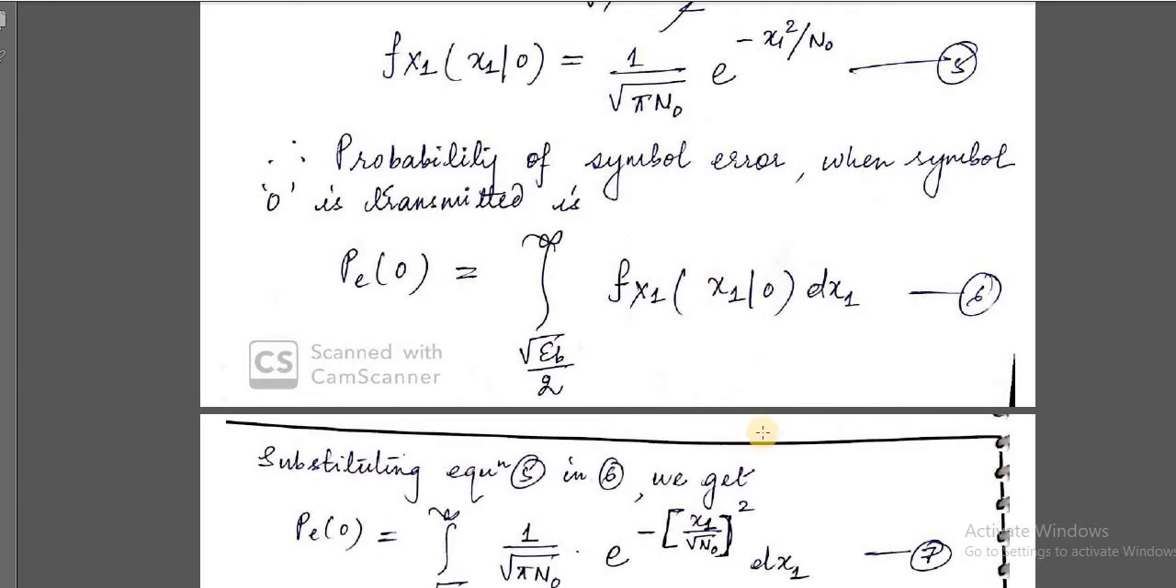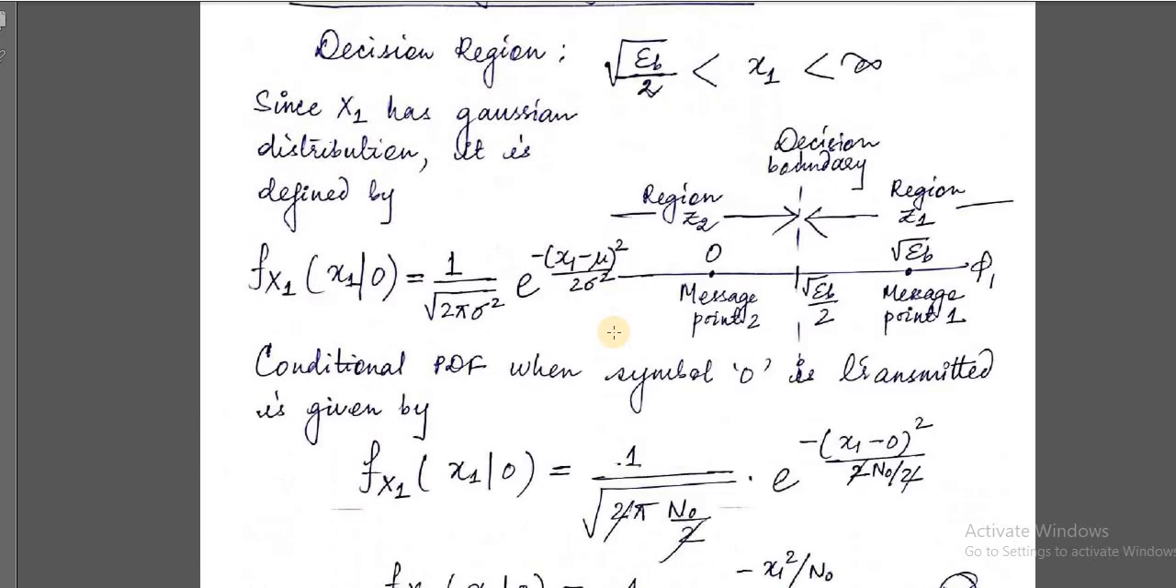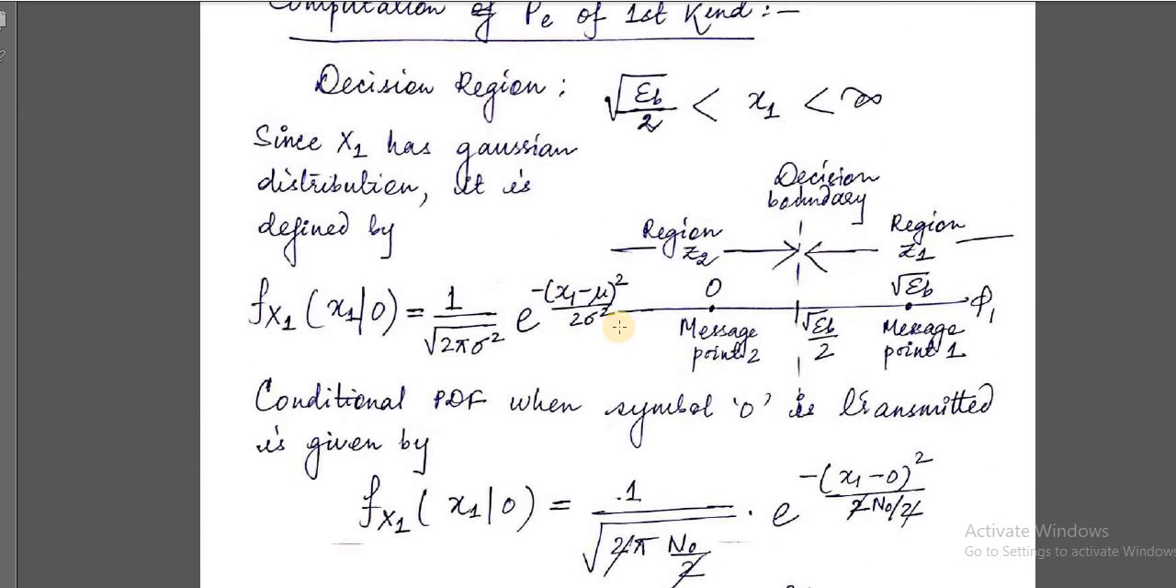Now look at the limits of integration. What is the probability of making an error? The probability of making an error when 0 is being transmitted is the probability that the received signal lies in which region?